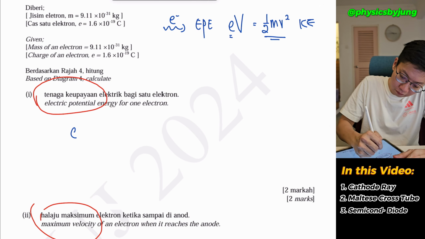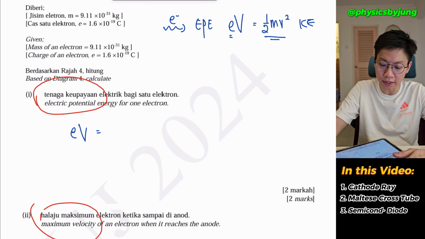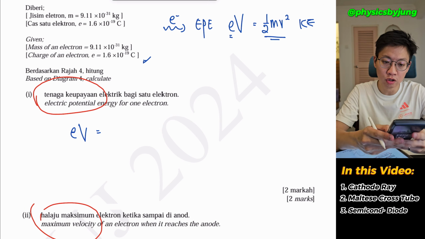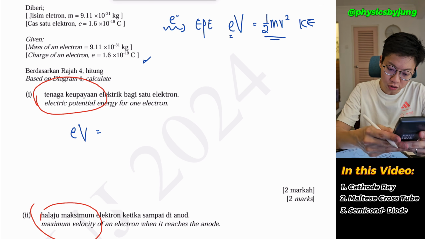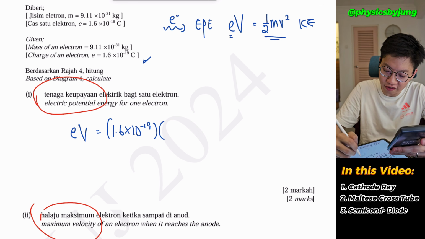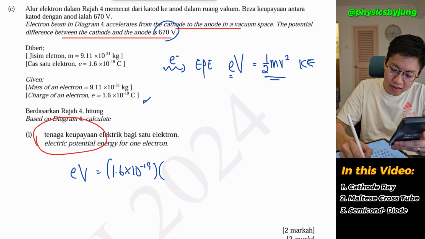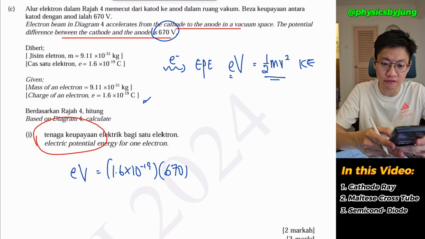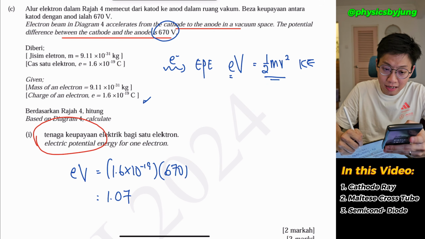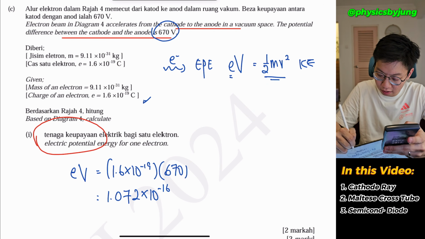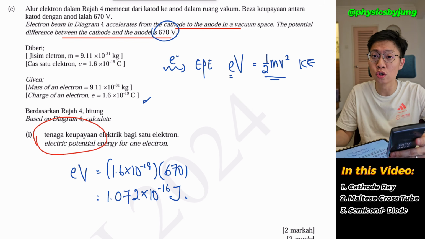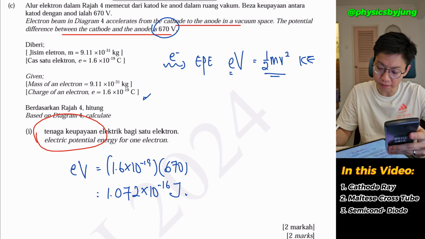So let's calculate the electrical potential energy first. So you have the charge of an electron, not the mass, guys. Don't take the wrong information. So you have this 1.6 times 10 to the power of negative 19 and then the voltage is 670 volt. So we will multiply by 670, it will be 1.072 times 10 to the power of negative 16. What unit you need? Because this is electrical potential energy, so this is measured in terms of joules.